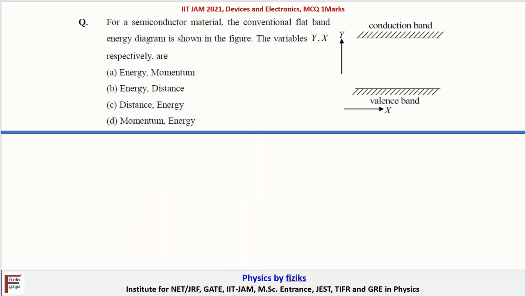In this question, it is given that for a semiconductor material, the conventional flat band energy diagram is shown in the figure. The variables y and x respectively are. So we know that along the y-axis the variable is, let's say, electron energy. So along the y direction we have electron energy, and along the x direction the variable is distance. So option B is correct.